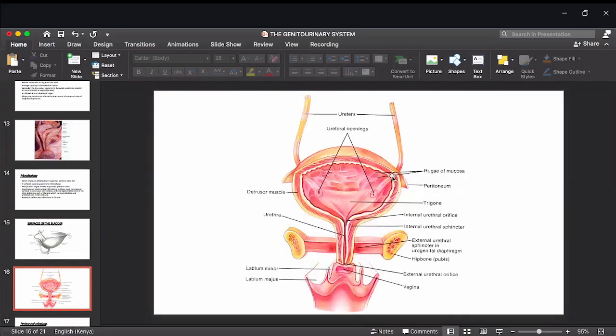Again, same thing. This is the detrusor muscle, the muscle that contracts depending on the parasympathetic or sympathetic stimulation. You can see the urethra and the external urethral sphincter.